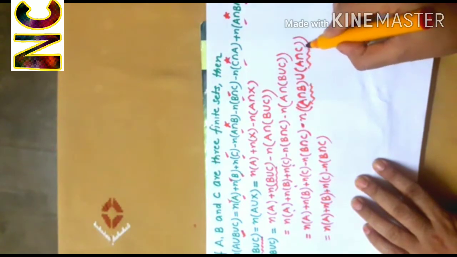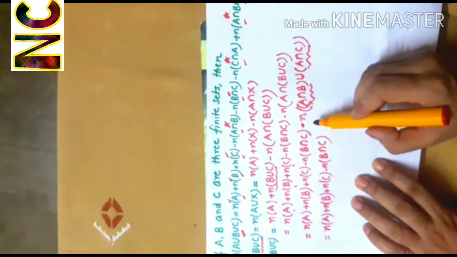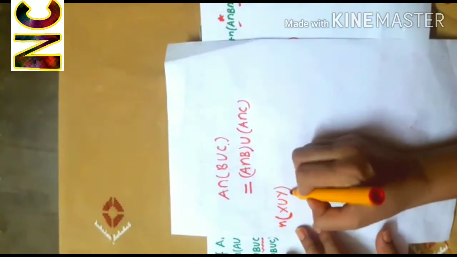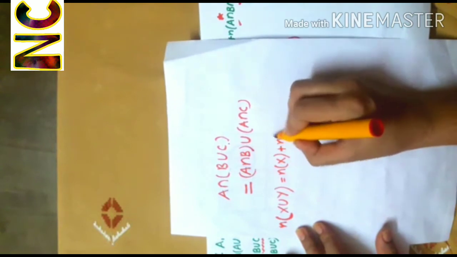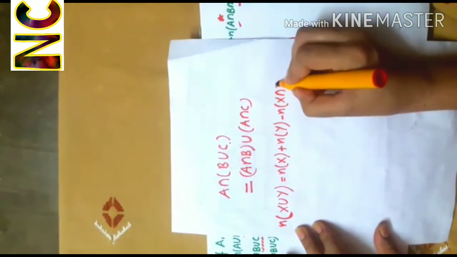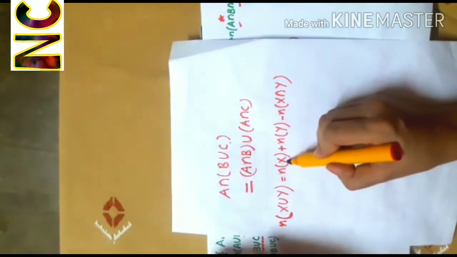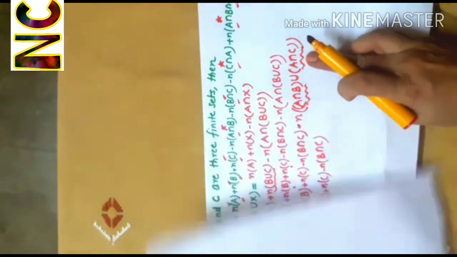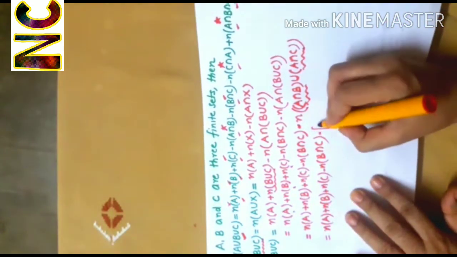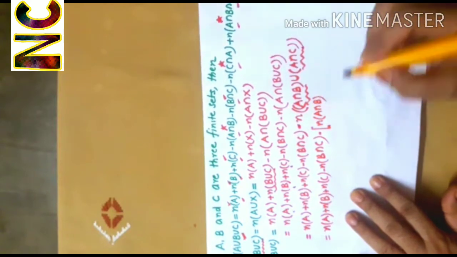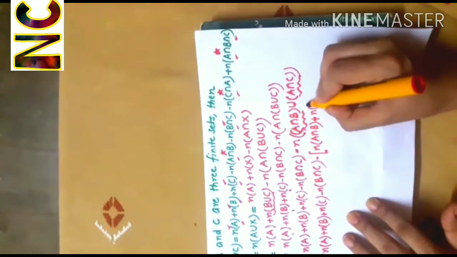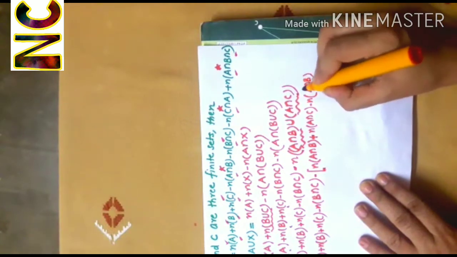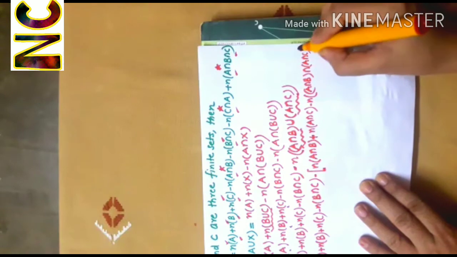Now again I'll apply the same result. Number of elements in X union Y is number of elements in X plus number of elements in Y minus number of elements in X intersection Y. Role of X is being played by A intersection B and role of Y is being played by A intersection C. So I'll get number of elements in A intersection B plus number of elements in A intersection C minus number of elements in A intersection B intersection A intersection C.